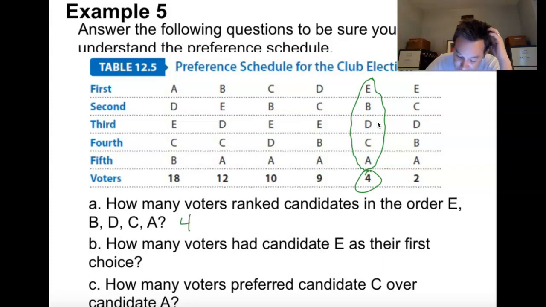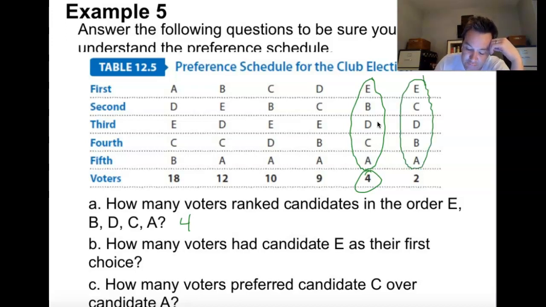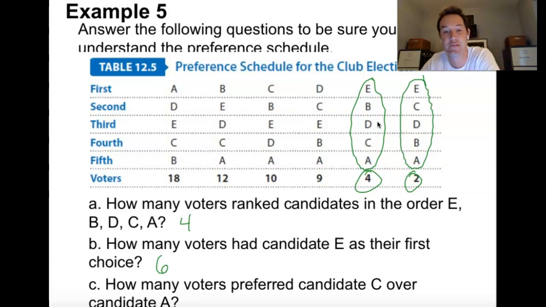How many candidates had E as their first choice? Well, there were the 4 that I just circled, but there's another one that has E as their first choice, so an additional 2. So there were 6 voters who had candidate E as their first choice.